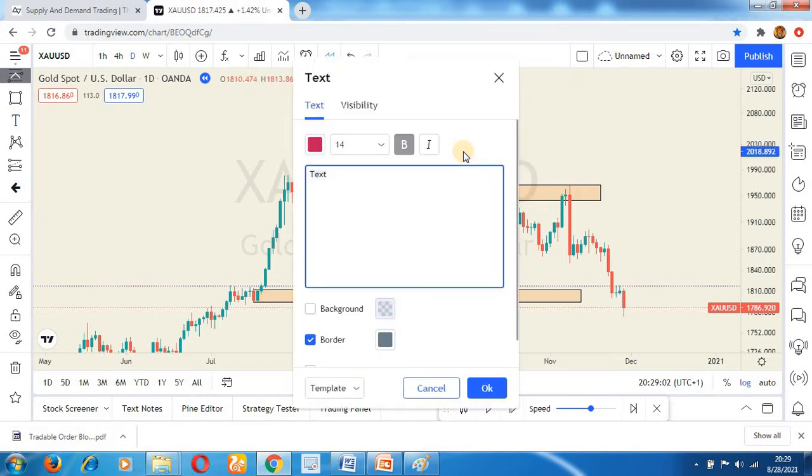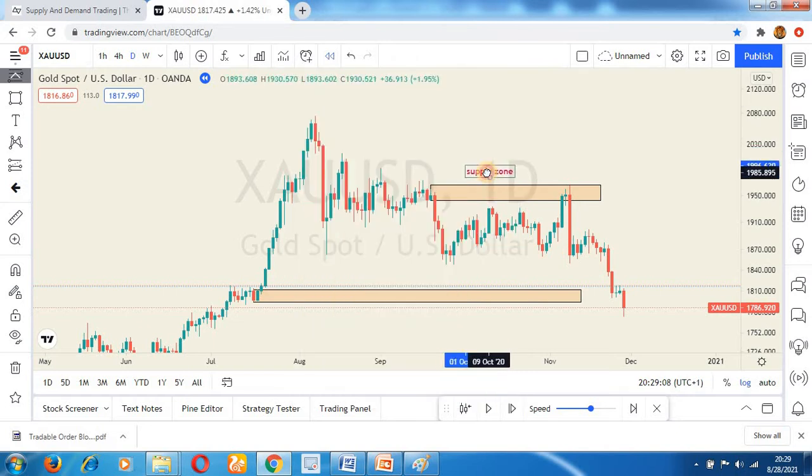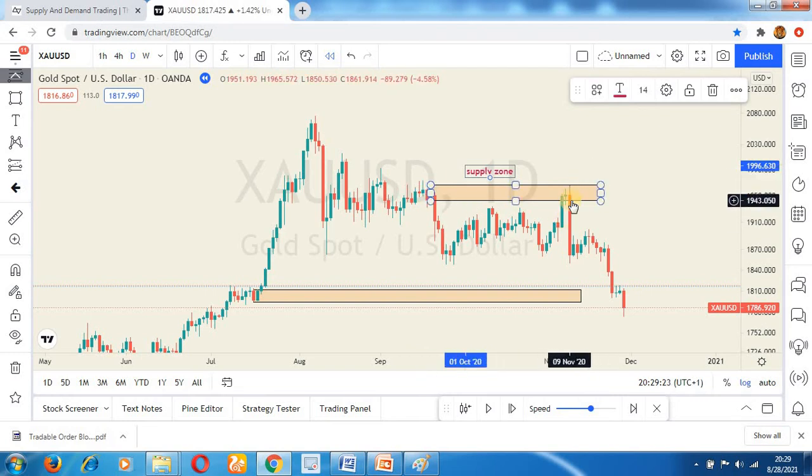This is a supply zone. Because of this rally, we spotted the last up move before the down move. We used a rectangle to mark it out. Price came back to it. You find out that immediately price came back to it, it came down.